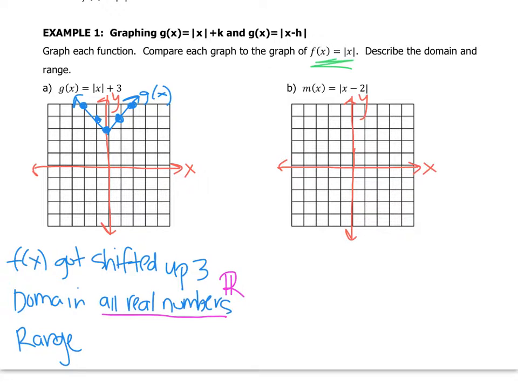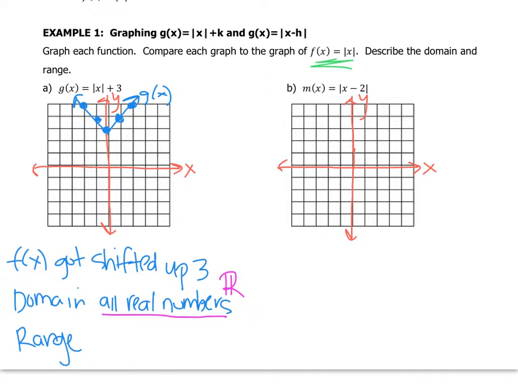The range is a little trickier. The range is when you look at the y values. So this has a y value of 5, this has a y value of 4, this has a y value of 3. So you go up and down the y-axis and you say, are there any spots where there are no y values? And there are. This whole section right here has no y values. There's nothing in this section.